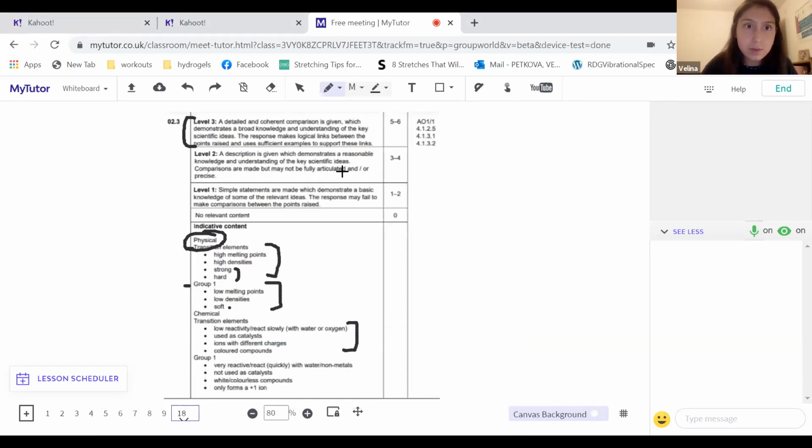Okay, whole comparison given which demonstrates. So you can say the bullet points would be: transition elements have high melting points while group 1 have low melting points. The next bullet point would be: transition elements have high densities while group 1 have low densities. So it makes sense to bullet point it, but you don't have to. You can just write it out.